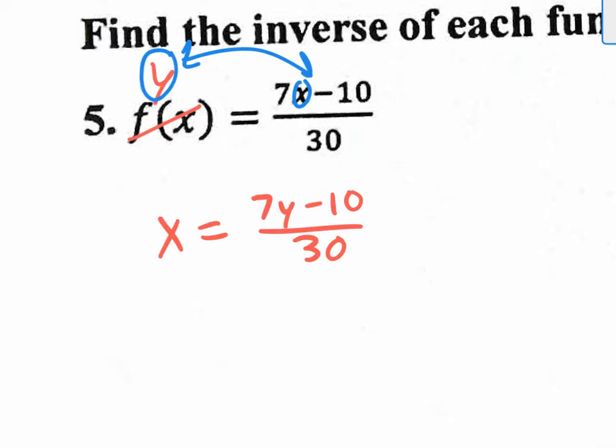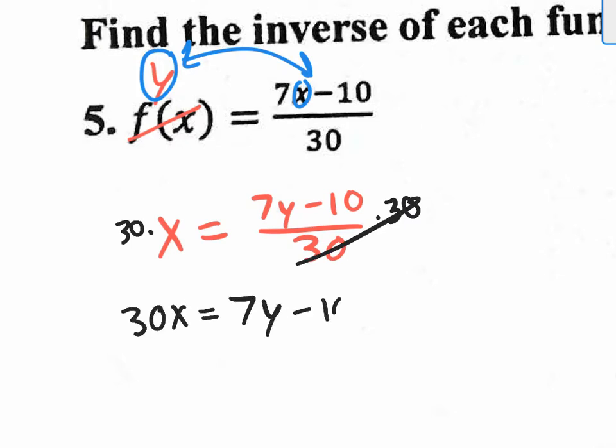So let's get y by itself. First, by getting rid of this divided by 30, by multiplying both sides by 30. So that would cancel out. You'll have 30x equals 7y minus 10. And then to get y by itself, you would add 10 to both sides.